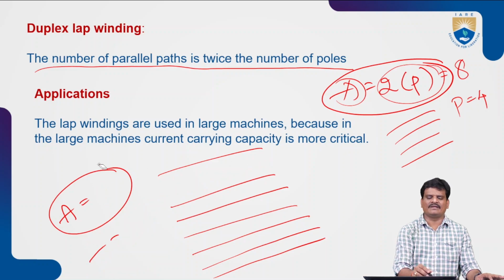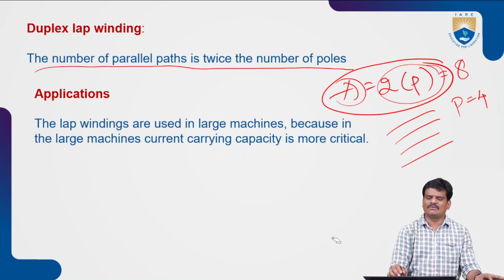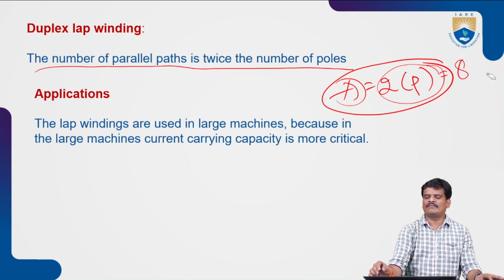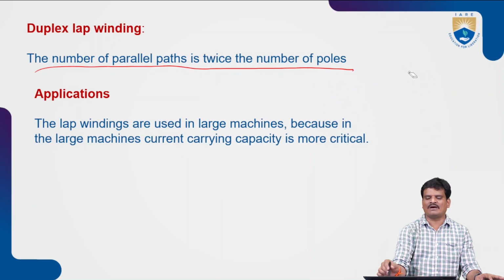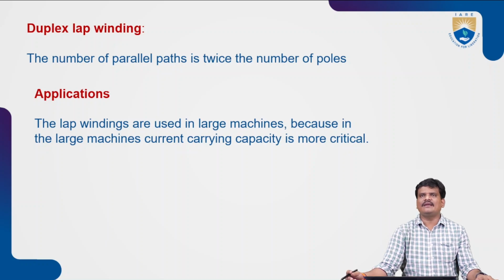Now coming to the applications. Lap windings are generally used in large rating machines, where the current carrying capacity is very high. So what are the applications of wave winding? It is used in small rating machines. And what are the applications of a lap winding? It is used in large rating machines where the current carrying capacity of that machine will be very high, and handling the currents is also very critical in the case of a lap winding.